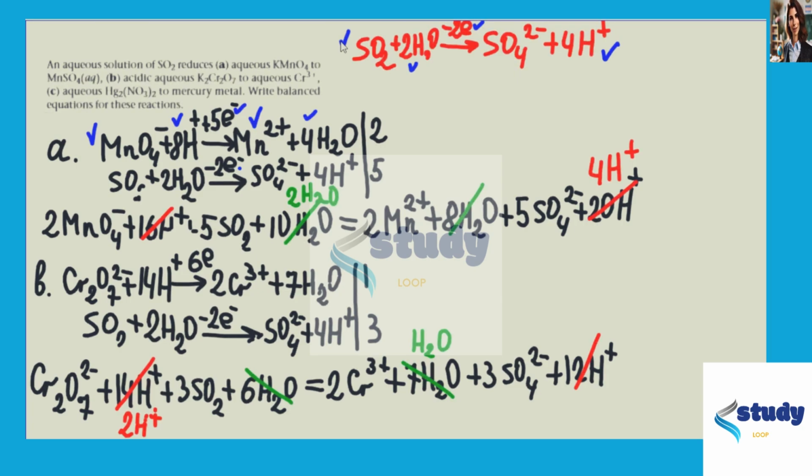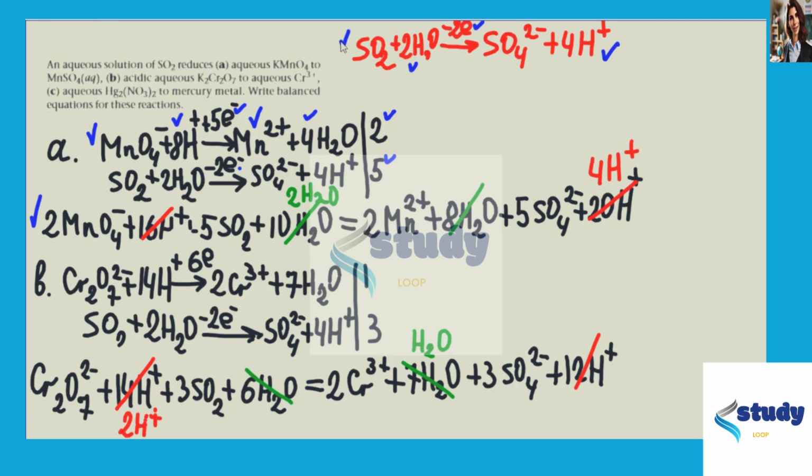Now we write the second half reaction beneath this one. And to balance it, we need to multiply the first line by 2 and the second line by 5. It will give us this equation.